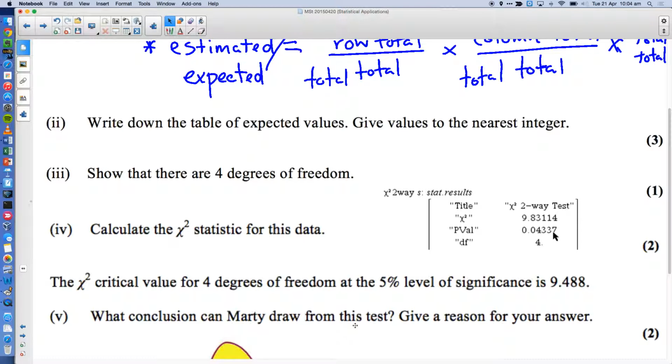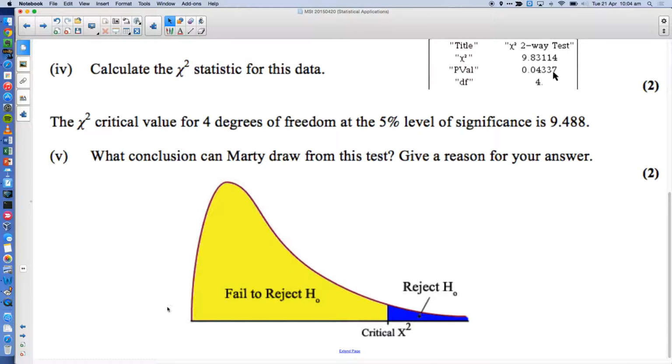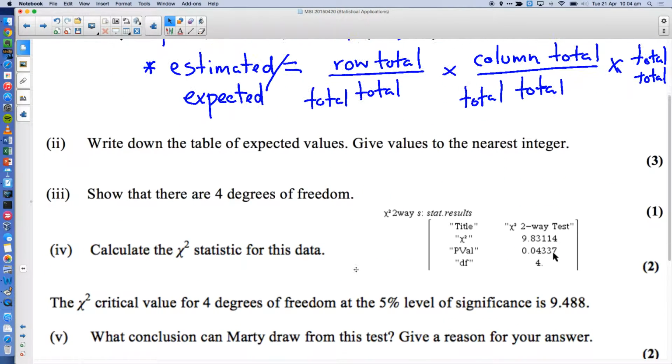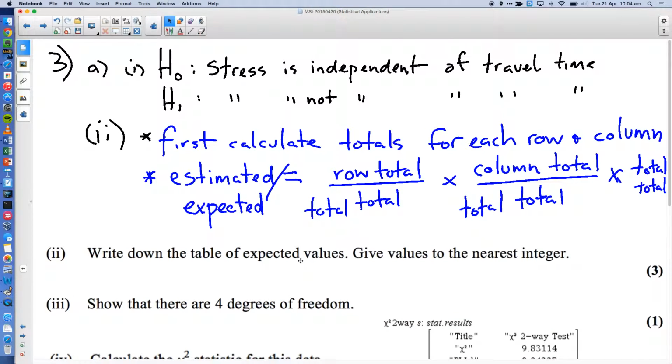What conclusions can we draw from this test? This is where we need to remember our graph here. They've given you the critical value. Our value here, 9.83, is bigger than the critical value. If it's bigger, we reject H0. Our H0 is stress is independent of travel time. So here, we're going to say that the conclusion is that we are going to reject that and that stress is not independent of travel time. Okay, so stress depends on travel time.